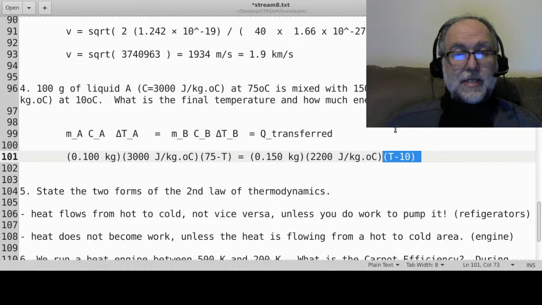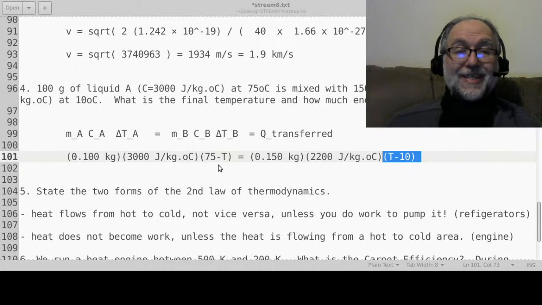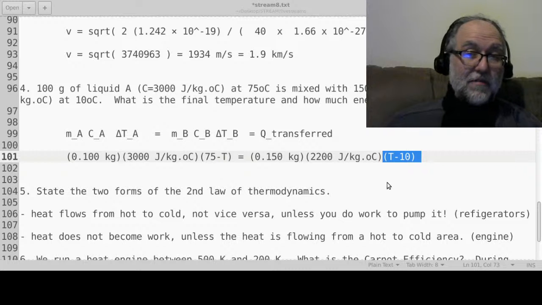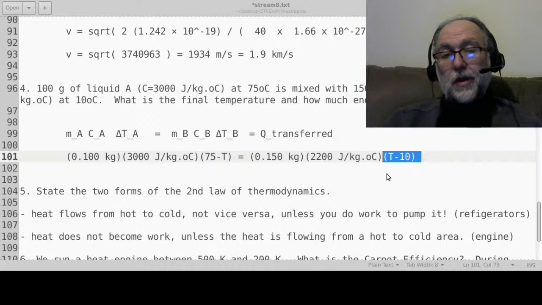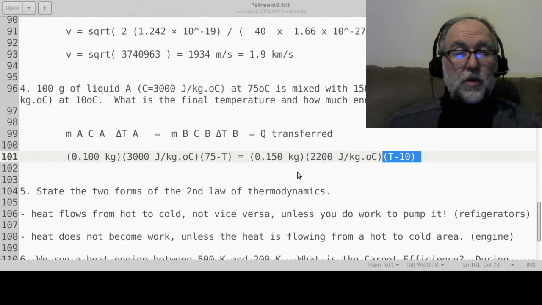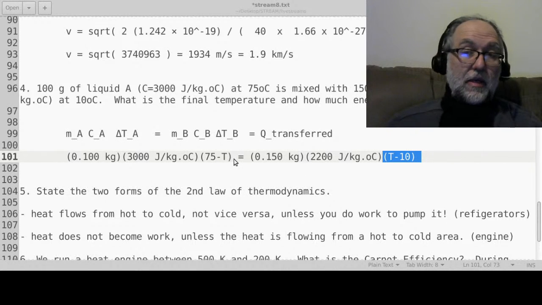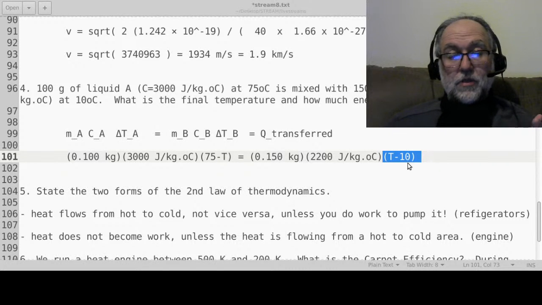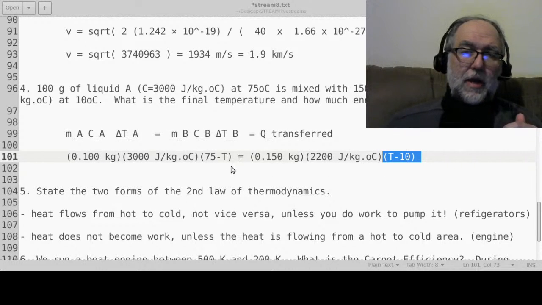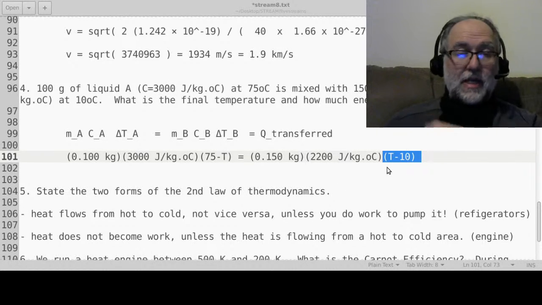Okay, so this looks a little confusing to students because there I have 75 minus T, and here I have T minus 10. But just remember that the T is going to be less than 75, but bigger than 10. It's going to be something in the middle. I don't know what it is. I didn't solve any of these problems beforehand. But it could be like 50. And so here it would be 75 minus 50, and that would be a positive number. And here it would be 50 minus 10. So that's why for the one that cools down, you subtract T, and for the one that heats up, you subtract from T.